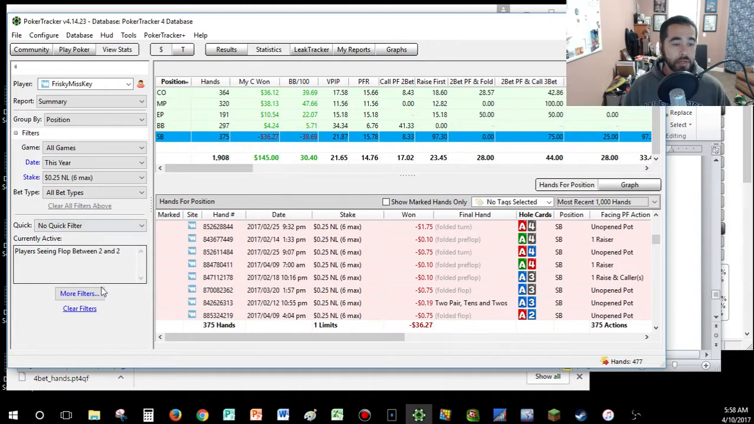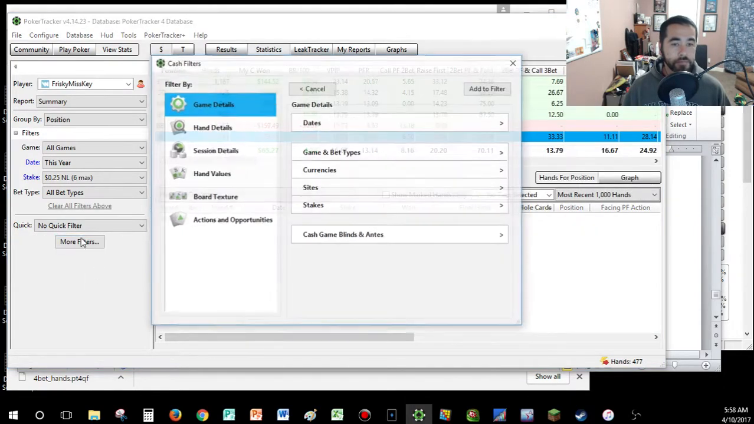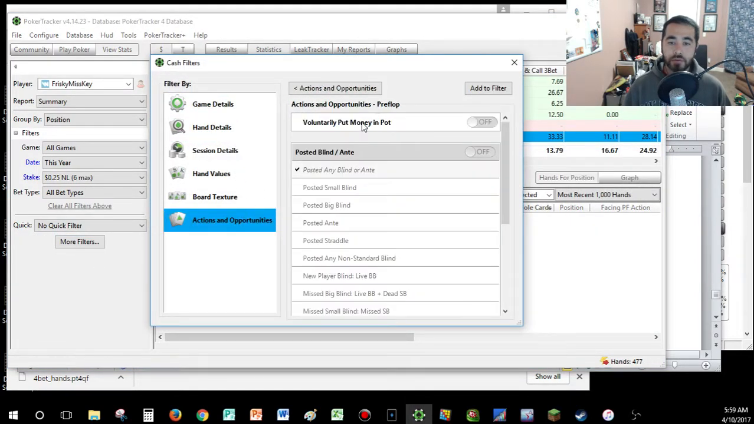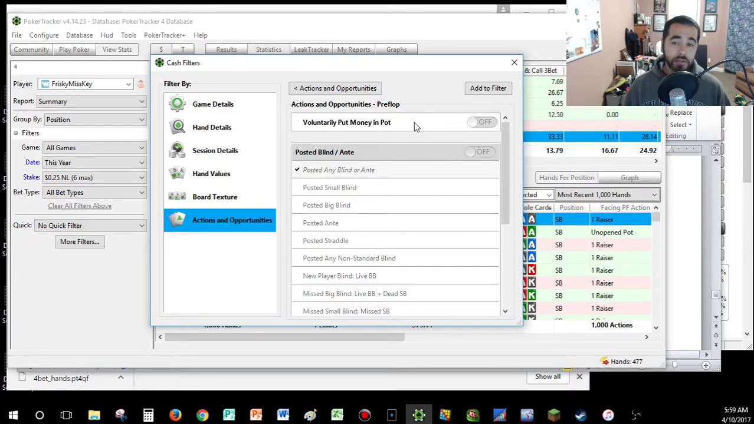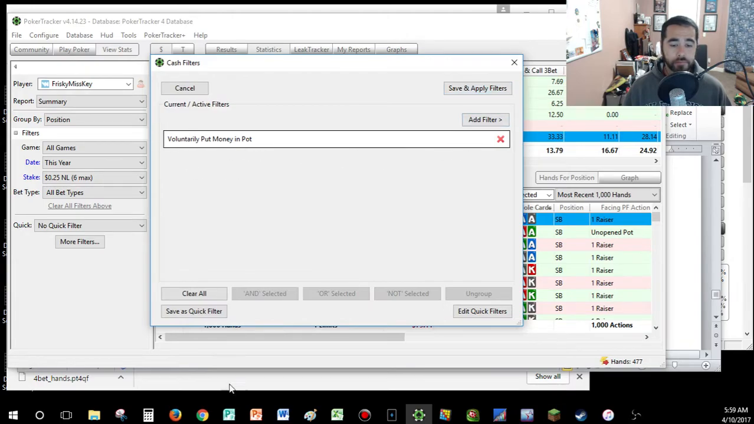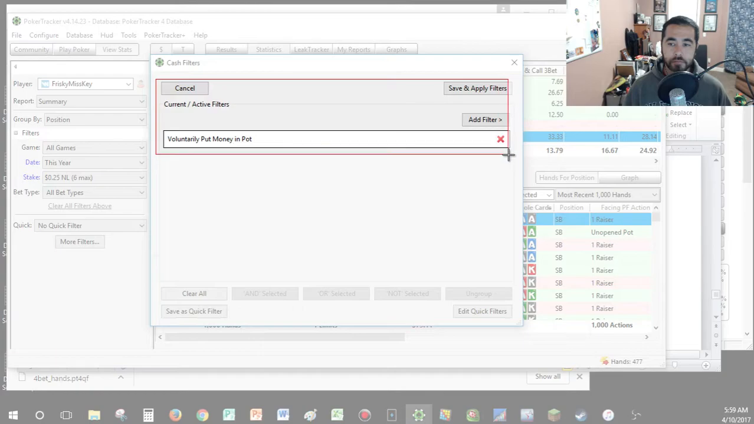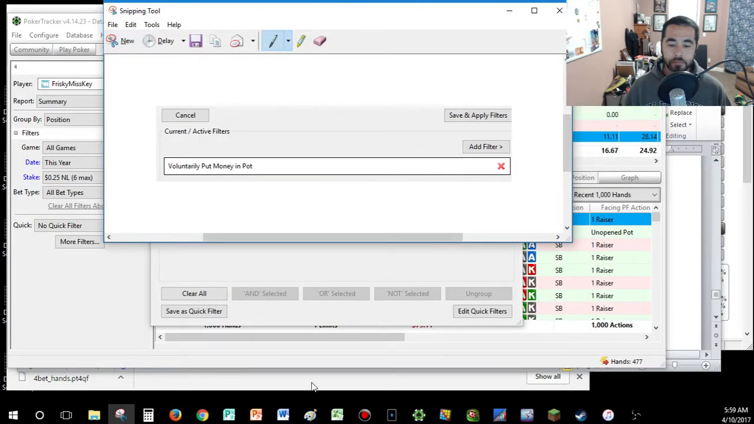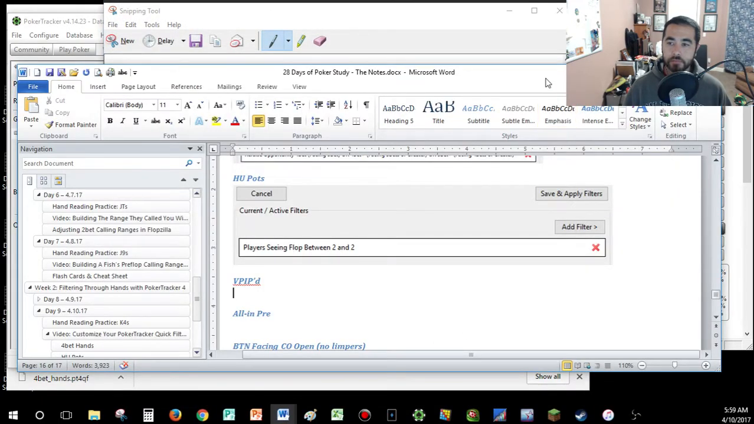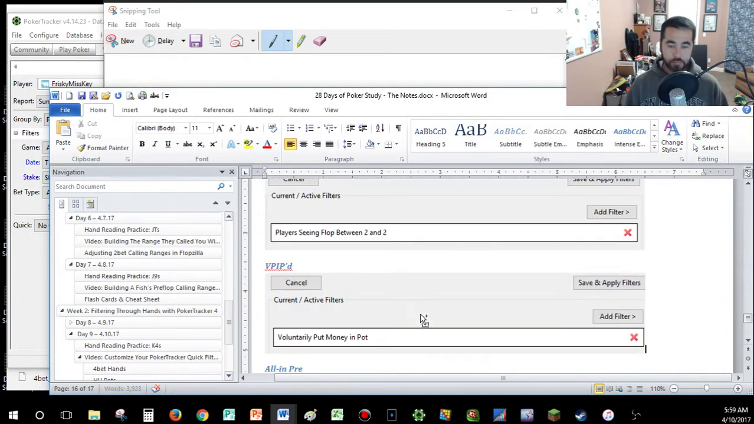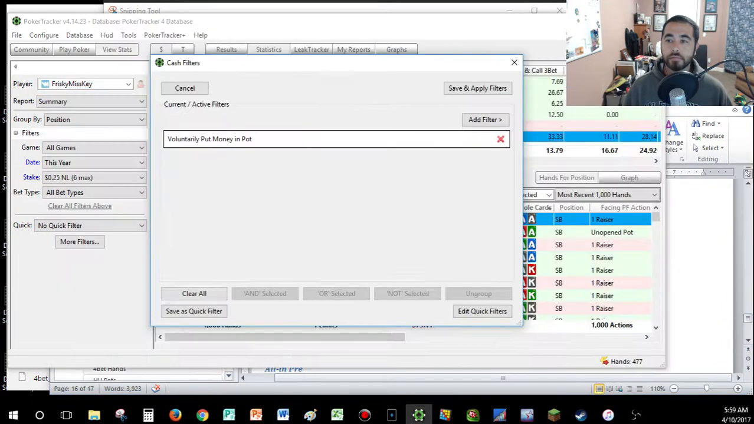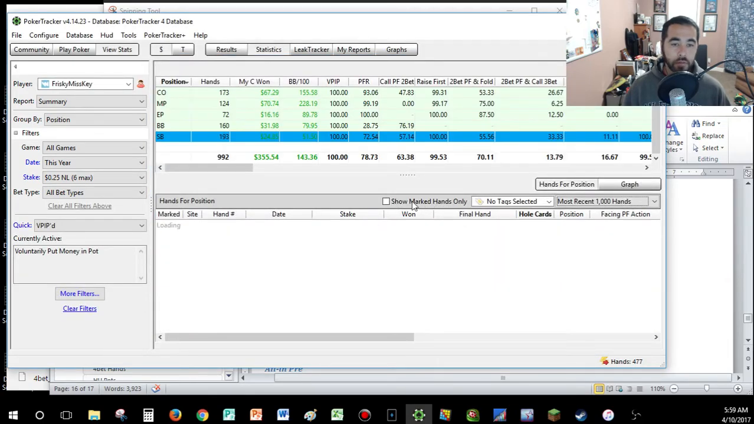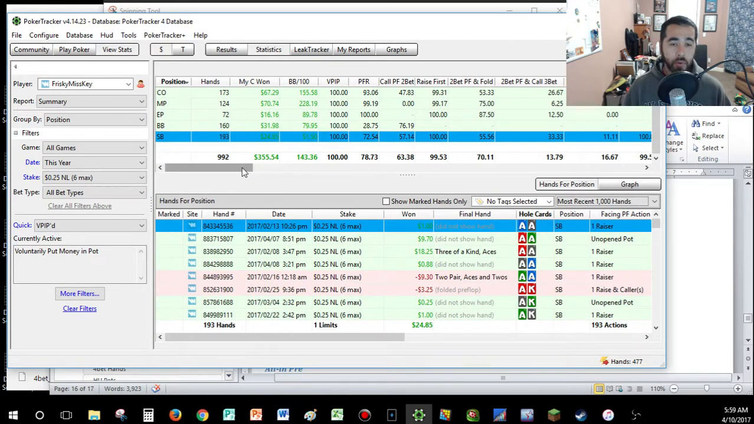Oh, VPIP. Nice. So these are hands where I simply, right here, voluntarily put money in the pot. Great. Let's take a look at what happens. Good. I'm a winner right here. This isn't necessarily a leak.